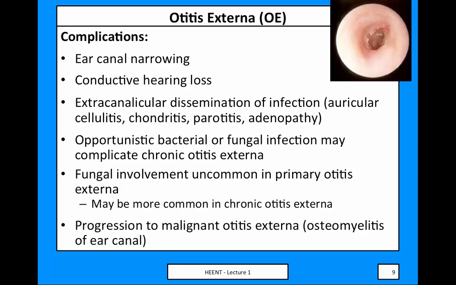Complications of otitis externa include ear canal narrowing due to that edema, which will cause conductive hearing loss, and extracanalicular dissemination of the infection. So the infection moves into the auricle, cellulitis causes chondritis, parotitis, and adenopathy. Opportunistic bacterial or fungal infection may complicate chronic otitis externa. Fungal involvement is uncommon in primary otitis externa, so it's more common in chronic otitis externa. Progression to malignant otitis externa is also a complication, which is that osteomyelitis.